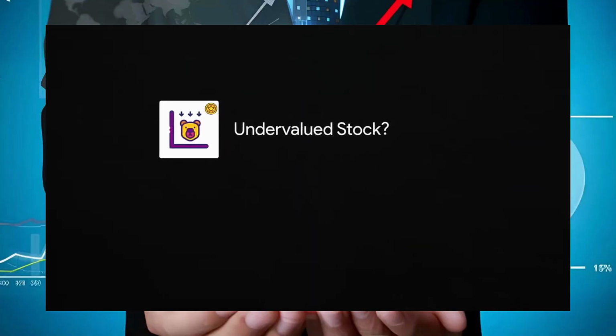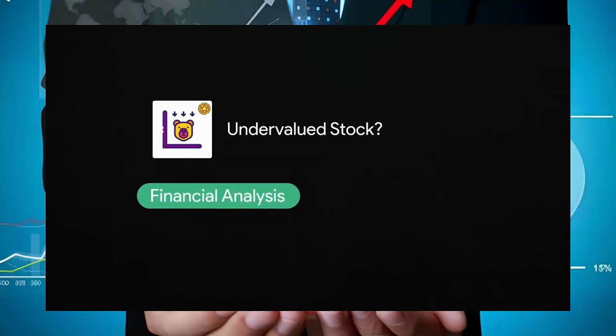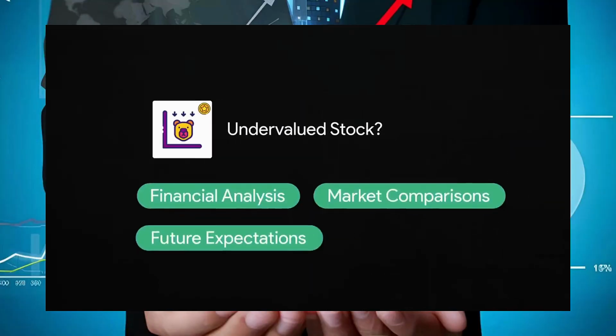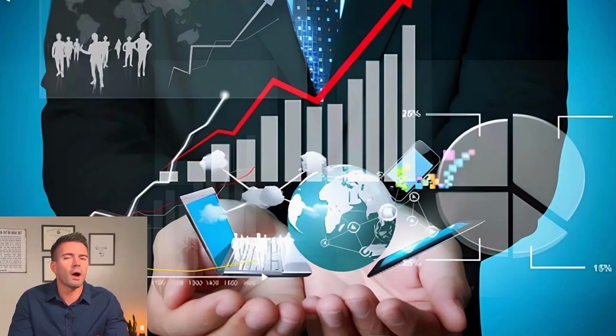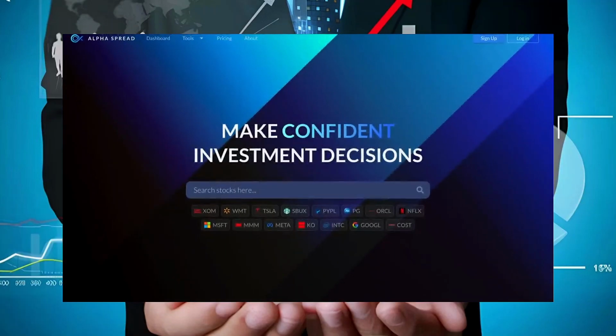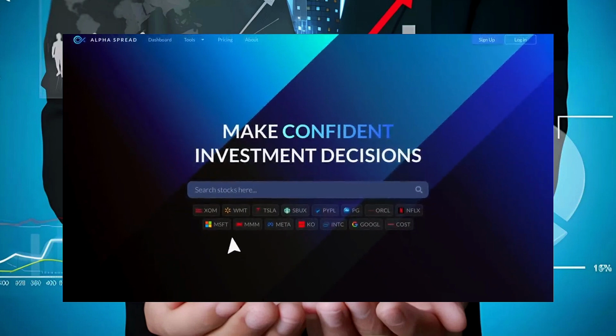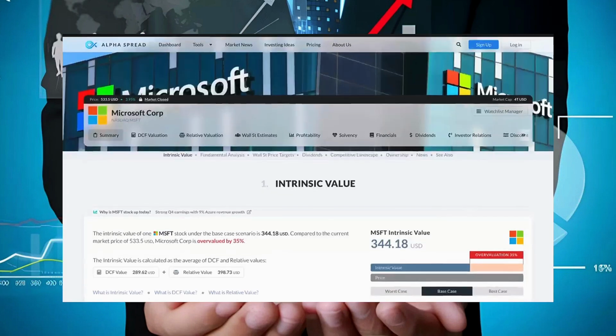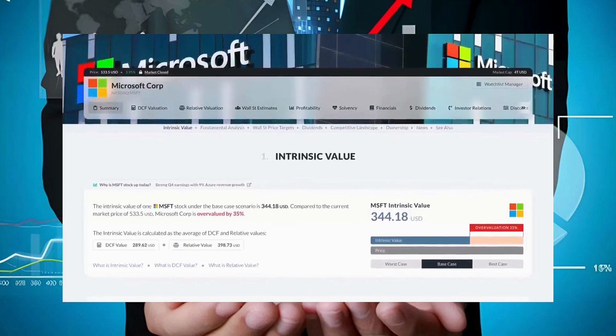If it's undervalued involves combining financial analysis, market comparisons, and future expectations. In this video, I'm going to show you how to value a stock fully. I'll also show you cool free tools like Alpha Spread, which can show you something very complicated like the intrinsic value of a stock in seconds.